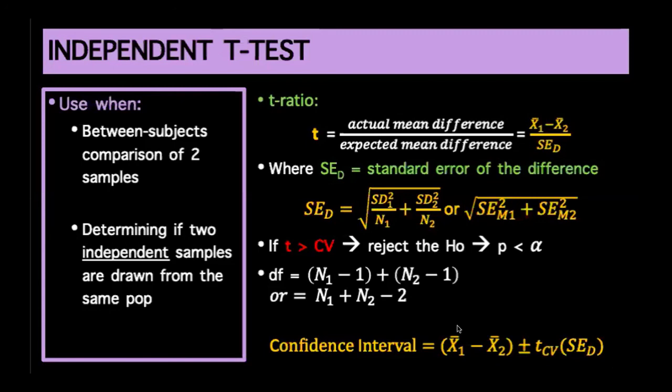But basically, what you're looking at is the difference between the means, plus or minus, again, the critical value in the t-table, times whatever your standard error measurement was. In this case, it was the standard error of the difference.